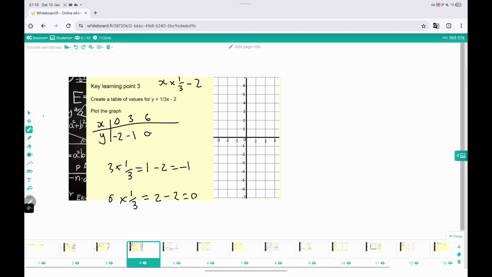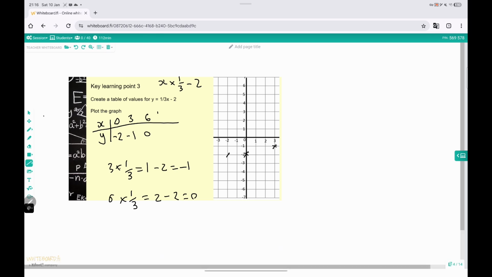So 0, minus 2 is here. 3, minus 1 is here. And I actually see that 6, 0 doesn't even fit on my graph, so I can't even use that one. But it's okay because I've got 2 points. So I'll join those 2 together and I've got my line. Okay, as you may already know from the back end of this subject, you can see the gradient is a third.